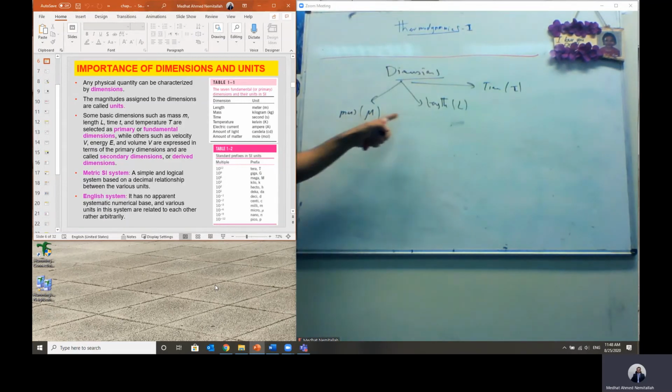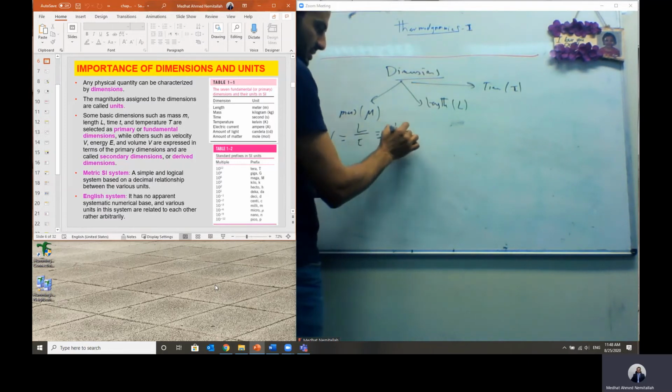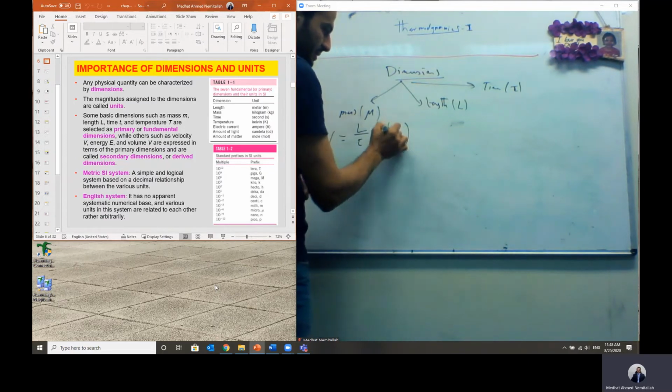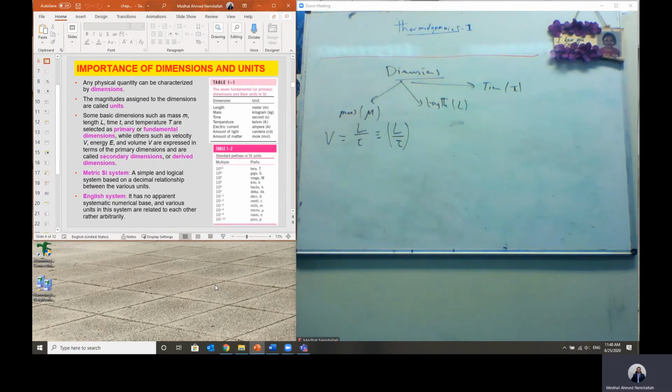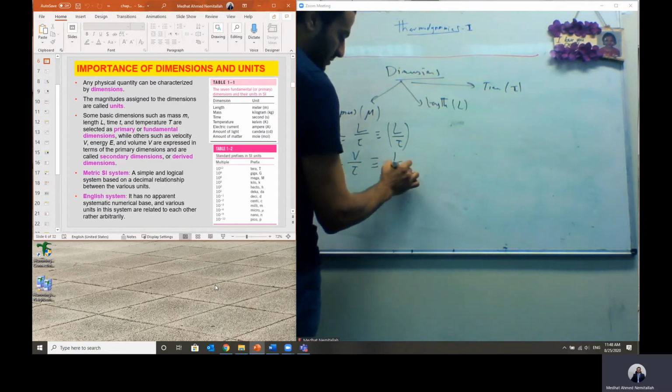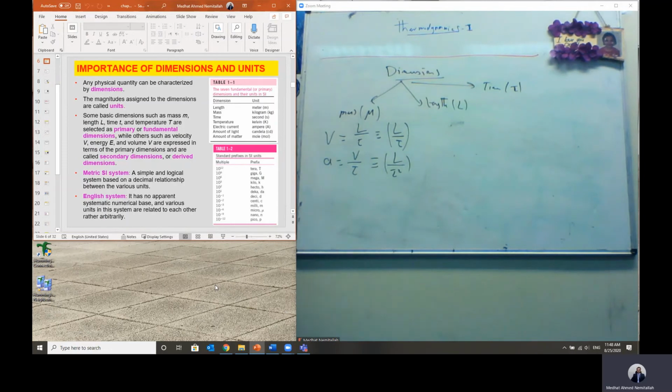From those three basic dimensions, we can generate the dimension of any quantity, like the velocity v. Velocity is length divided by time, so its dimension is L over T. And this is the dimension of the velocity. For the acceleration, acceleration is velocity over time, so its dimension will be L divided by T squared.